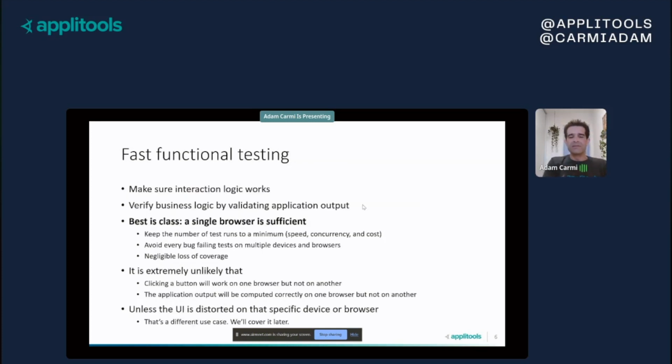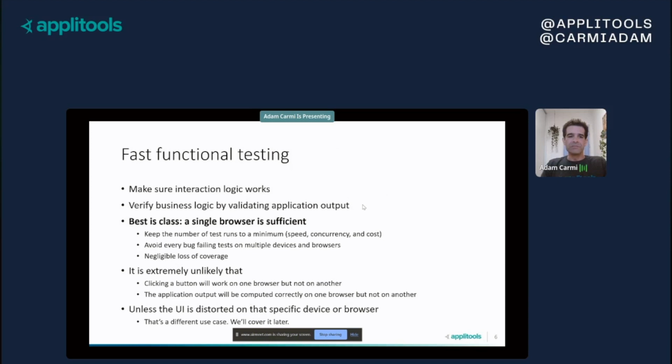So let's talk about fast functional testing. The goal here is to give fast feedback to developers on code changes. You want to make sure that the interaction logic works. You want to make sure that the business logic works by validating the application output.